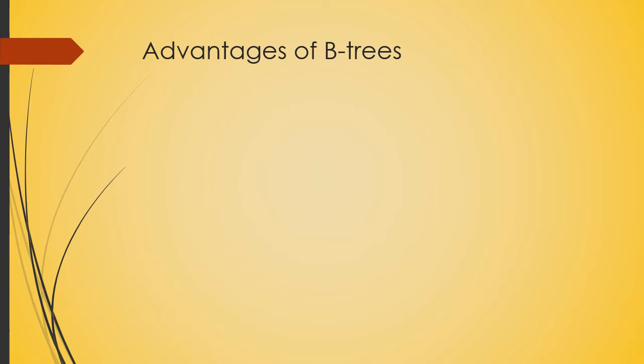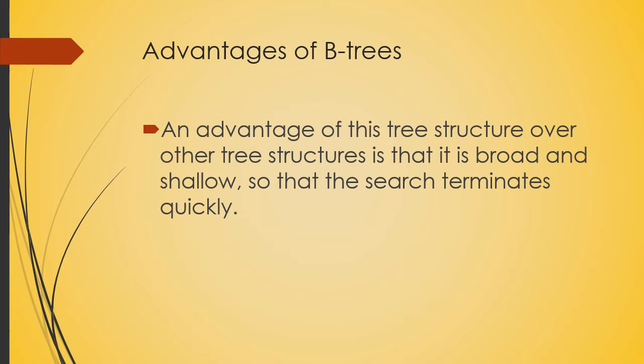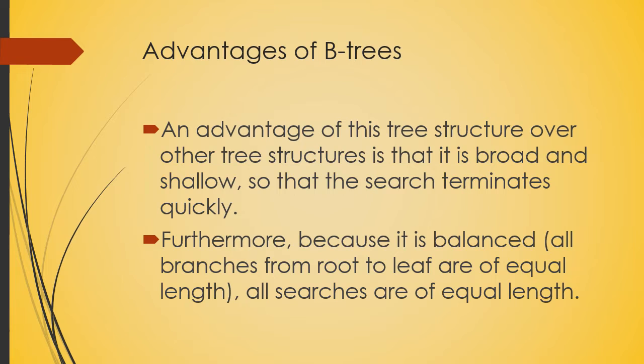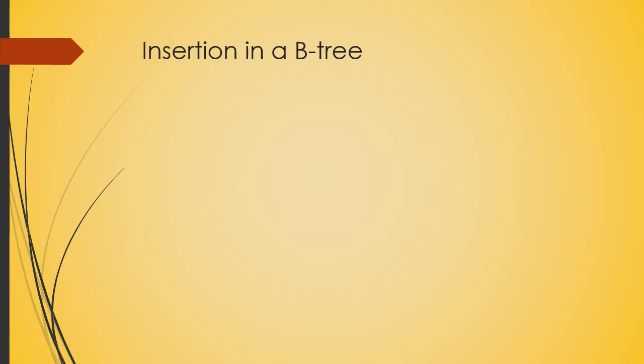Advantages of B trees. An advantage of this tree structure over other tree structures is that it is broad and shallow, so that the search terminates quickly. Furthermore, because it is balanced, all branches from root to leaf are of equal length. All searches are of equal length.